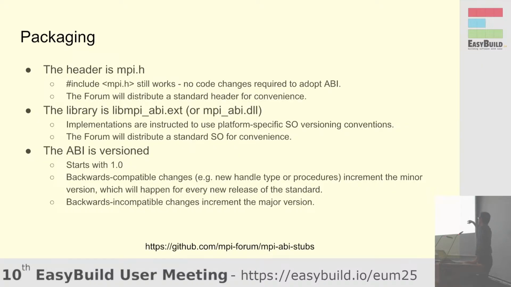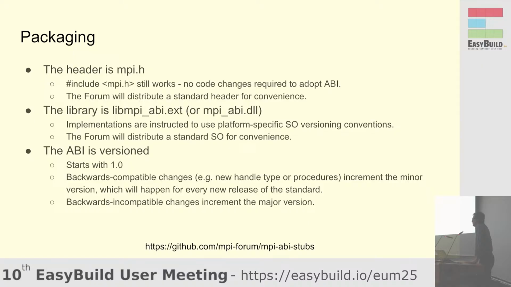The other thing is this keeps people honest. If you build against the stubs SO, it should work. And if it doesn't work when you go and hot swap in your implementation, then something is wrong with that implementation's implementation of the ABI. You should not have a problem if it's a correct implementation.